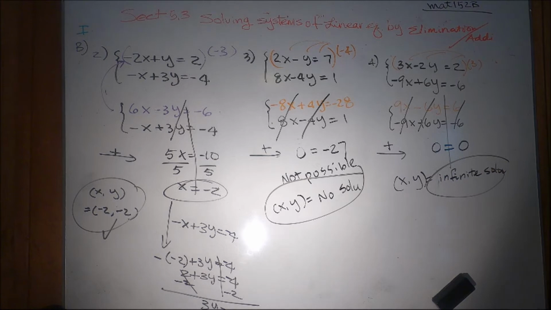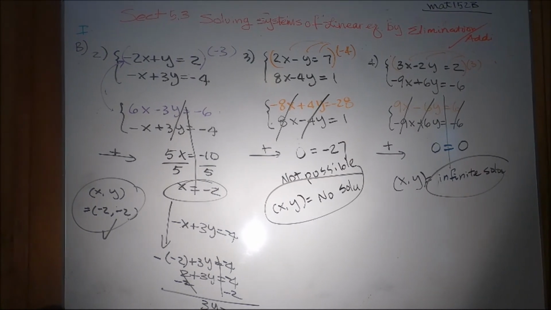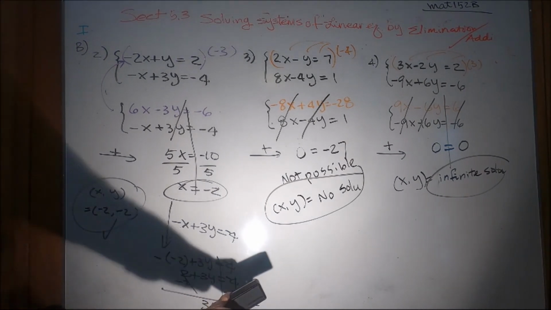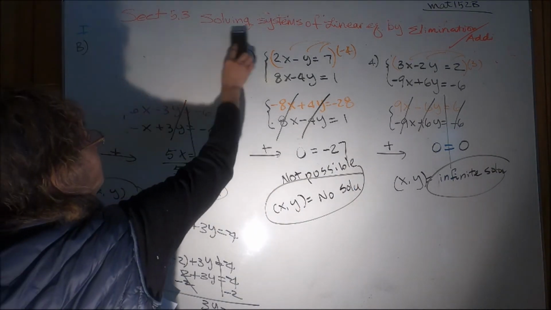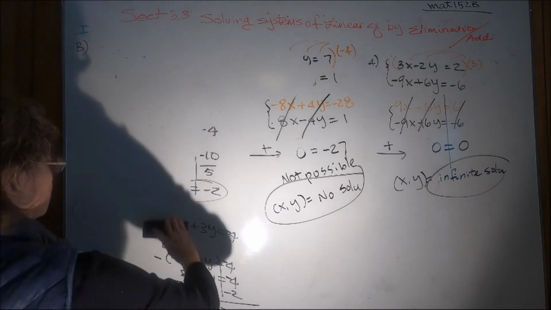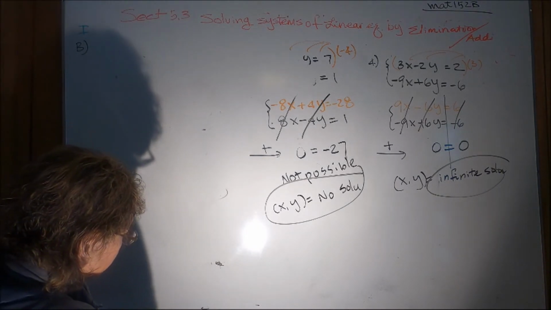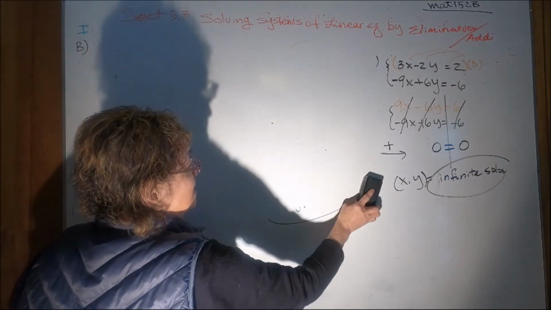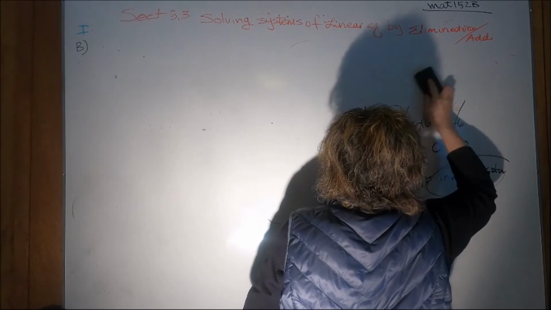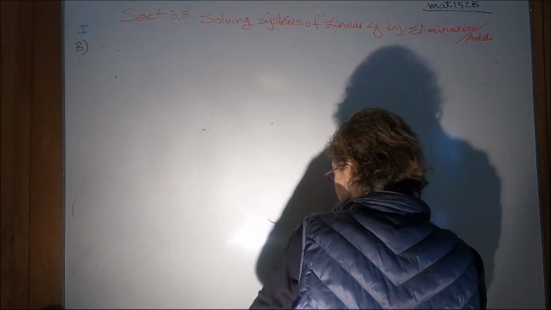We say when we solve linear equations, right? You have 3 types of answers. One is what? One solution. One is what? No solution. Or you might have infinite solutions. Right? We are learning the third method, elimination, or we call it addition method.